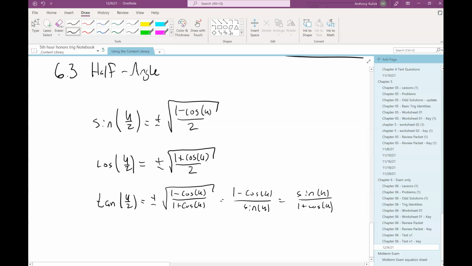Worth noting that we have 3 different versions of the half-angle identity for tangent. So depending on what you're doing, some of these may seem easier to use than the others. So when using this one, we'll want to be a little bit careful about which one we pick.